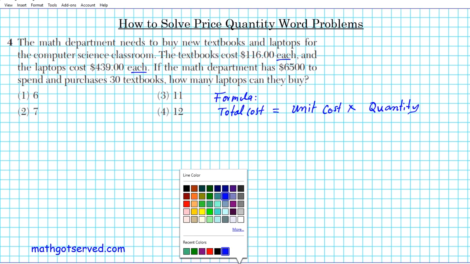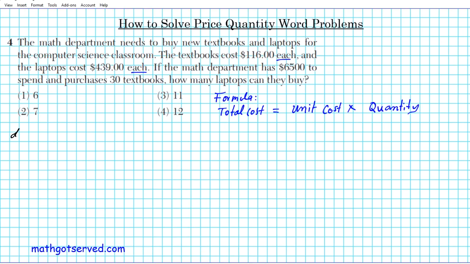All right, let's go ahead and declare our variables so that we can utilize them in creating equations. We'll start with assigning a variable to the quantity of textbooks. So let T equal the quantity of textbooks, and then let L equal what? The quantity of laptops, because we have laptops and textbooks as the two items that have been purchased.